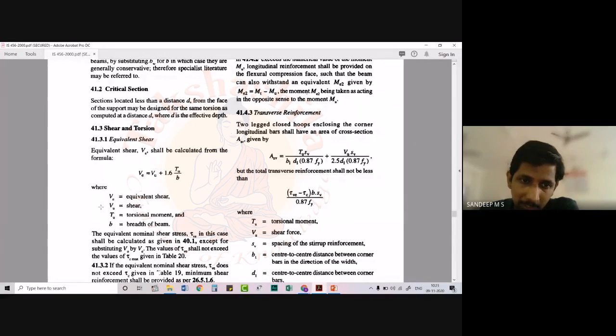VE is your equivalent shear, VU is your shear force at the respective section where you are dealing with the design. Then TU is the torsional moment. Sometimes the torsional moment will be given directly in the question. Sometimes you will be provided with a load so that you can calculate the torsion produced by that load. And please note, for torsional moment also, you have to use the factor of safety and convert that to design load. Whenever the working torsional moment is given, you have to convert that into a factored torsional moment or design torsional moment. And B is your breadth of beam.